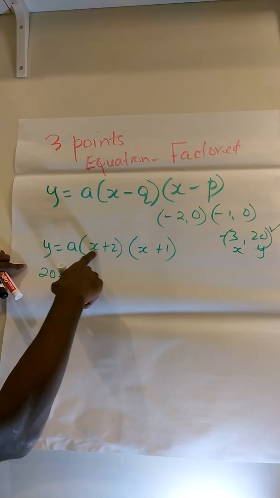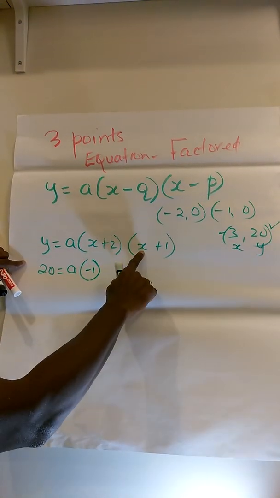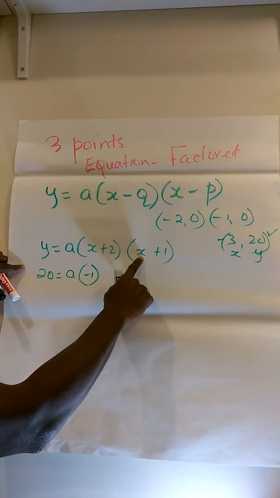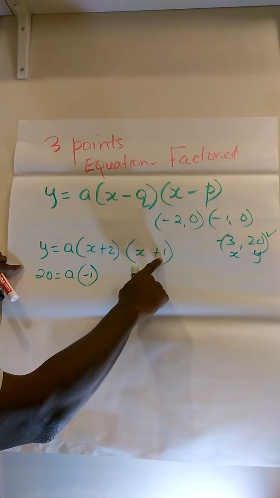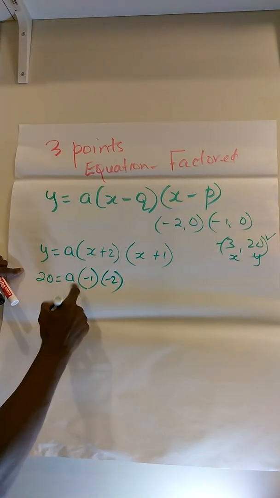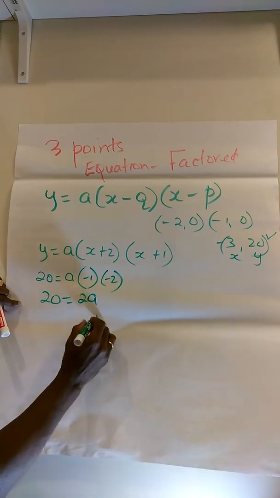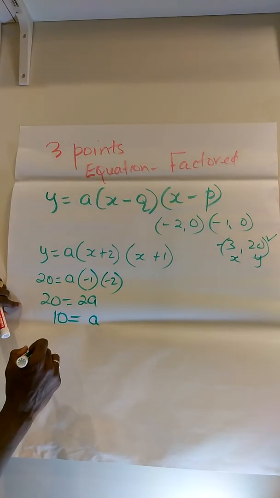So when you plug negative 3 in here, negative 3 plus 2 is negative 1. Plug in negative 3 here. Negative 3 plus 1 is negative 2. So that gives me positive 2a. So 2a is equal to 20. A is equal to 10.